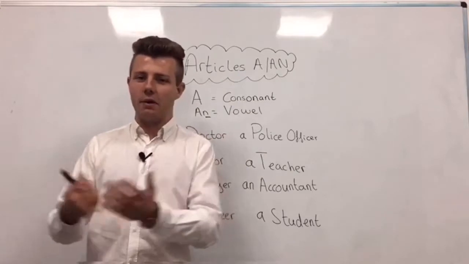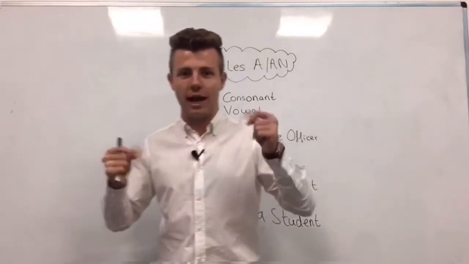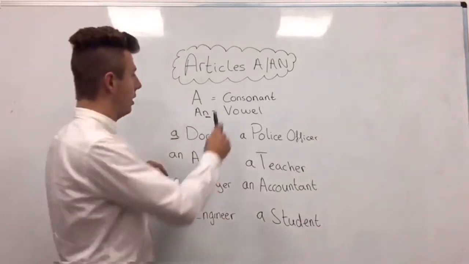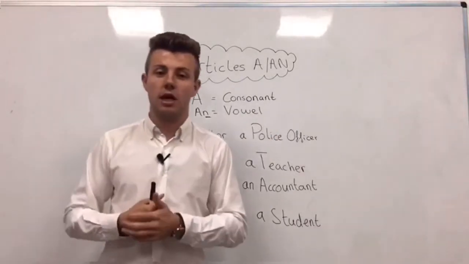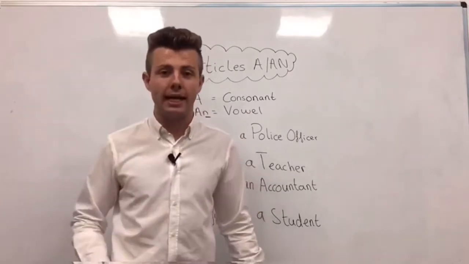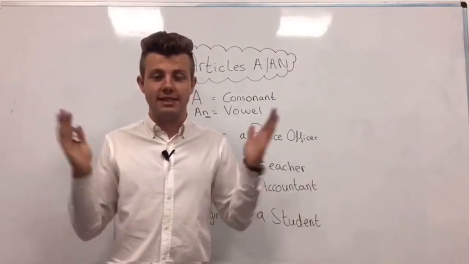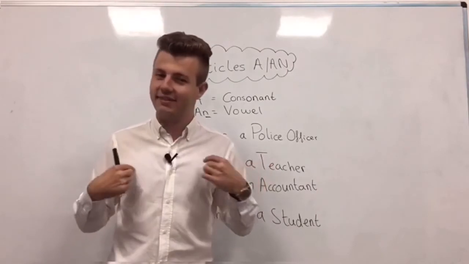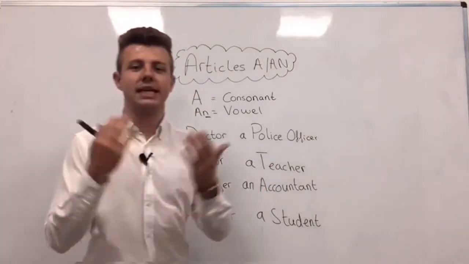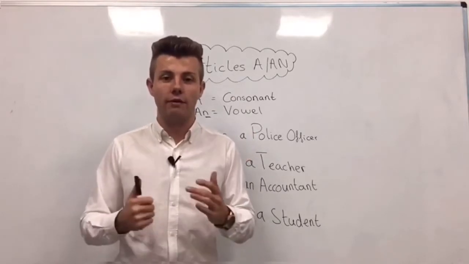When do we use a? When do we use an? What is the a? What is the an? A is for a consonant. So if it starts with a C, if it starts with a D, if it starts with a P, if it starts with a T, T for teacher, we use a. So basically any letter that's not a vowel.